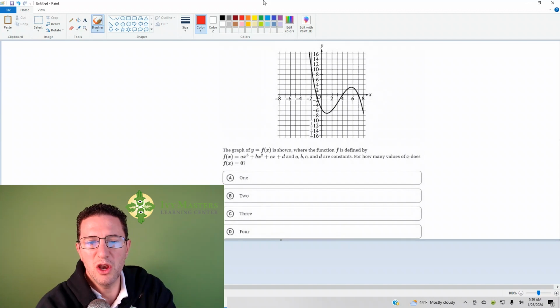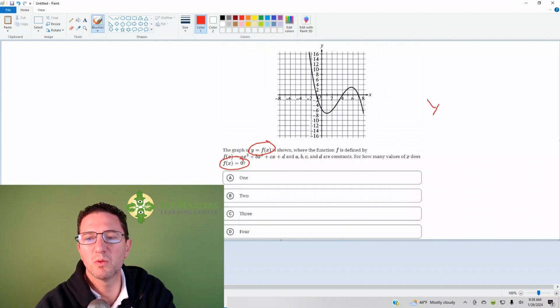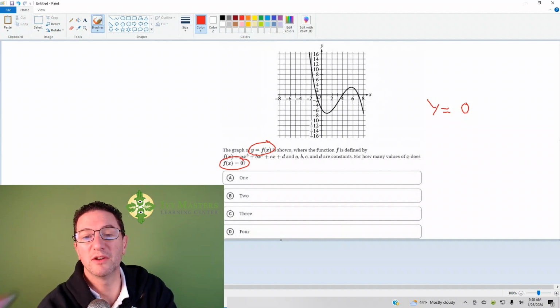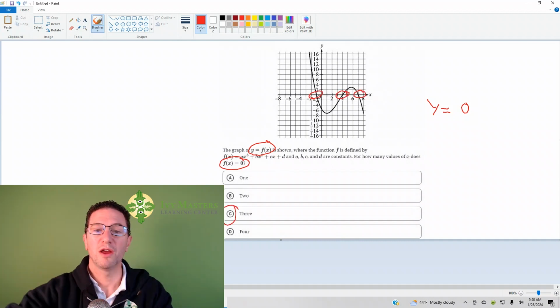Well, if you don't know, f of x is another way to say y. It actually says it right here. So when we say f of x equals 0, what we're actually saying is y equals 0. And where does y equal 0? Y equals 0 on the x-axis. So another way to say this is how many times does the line go through the x-axis? And you can see 1, 2, 3. That's your answer.